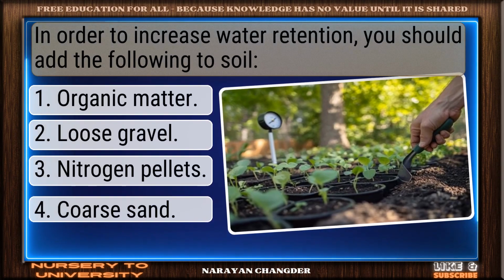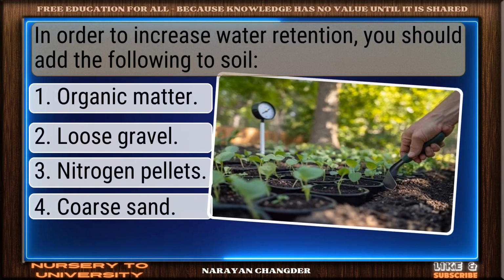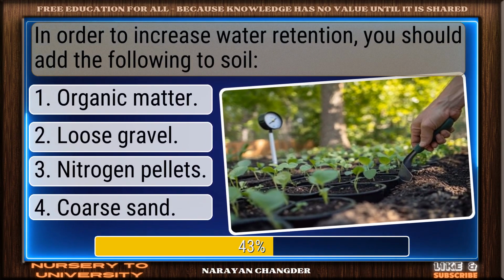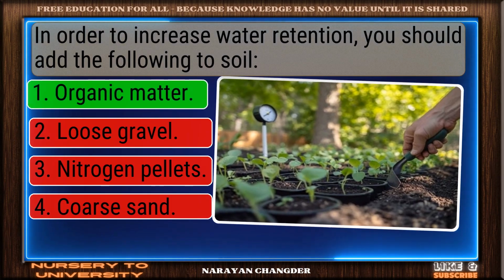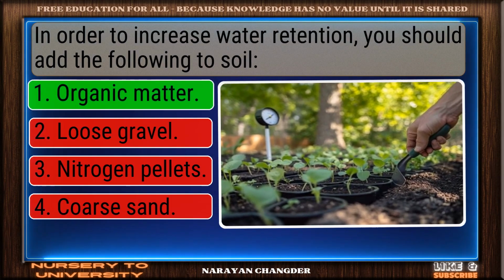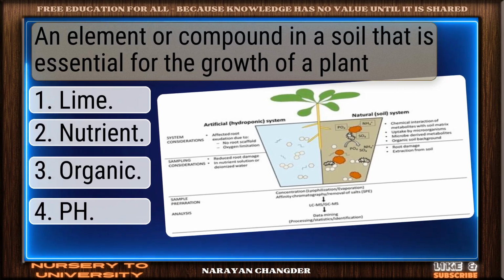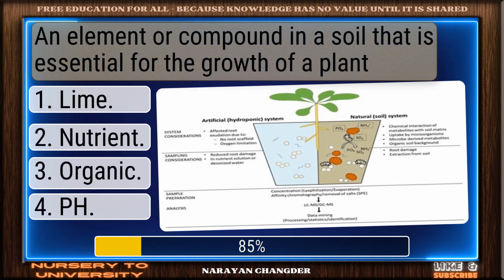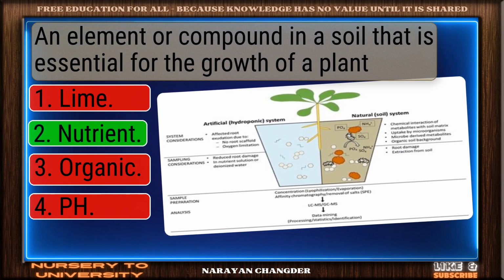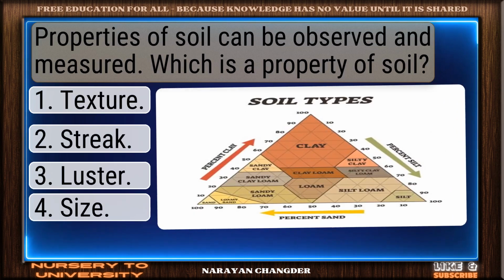In order to increase water retention, you should add the following to soil. You're right. Organic matter is the correct answer. An element or compound in a soil that is essential for the growth of a plant. You chose nutrient, and it is correct.